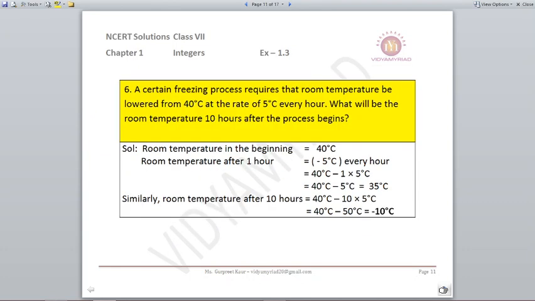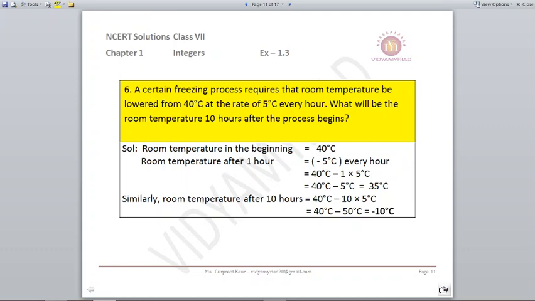Question number 6. A certain freezing process requires that room temperature be lowered from 40 degrees Celsius at the rate of 5 degrees Celsius every hour. What will be the room temperature 10 hours after the process begins? So what is the beginning temperature? That is 40 degrees Celsius, and it should be reduced. Reduced means I will represent my answer as minus 5 degrees Celsius every hour.